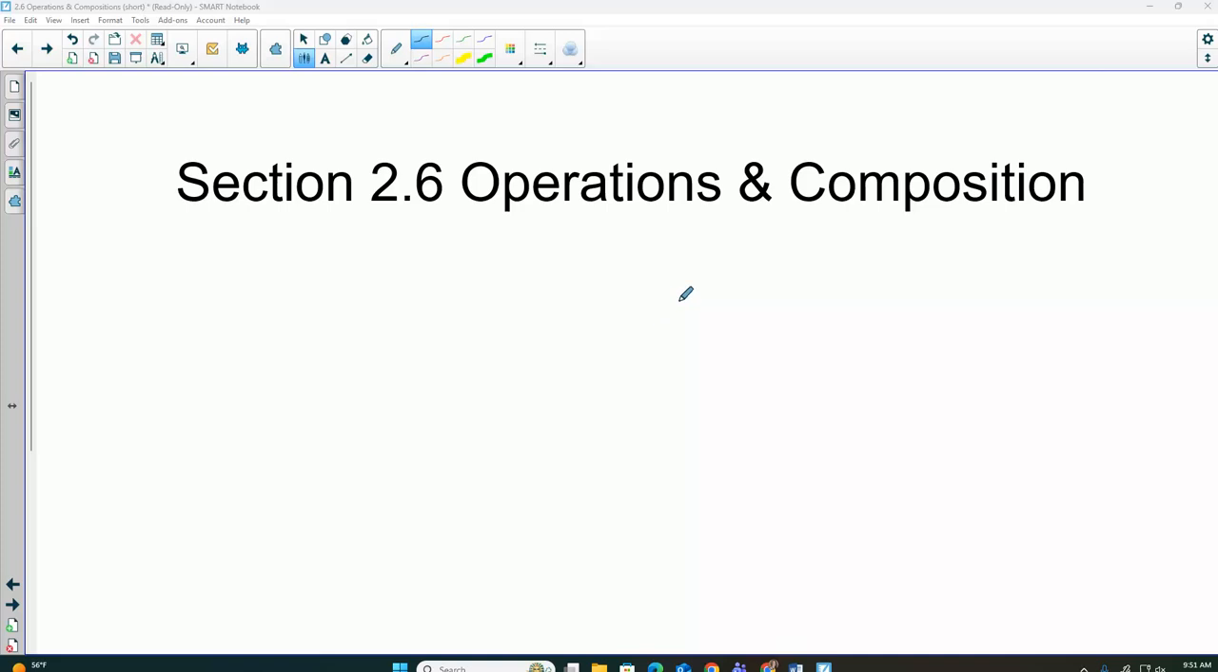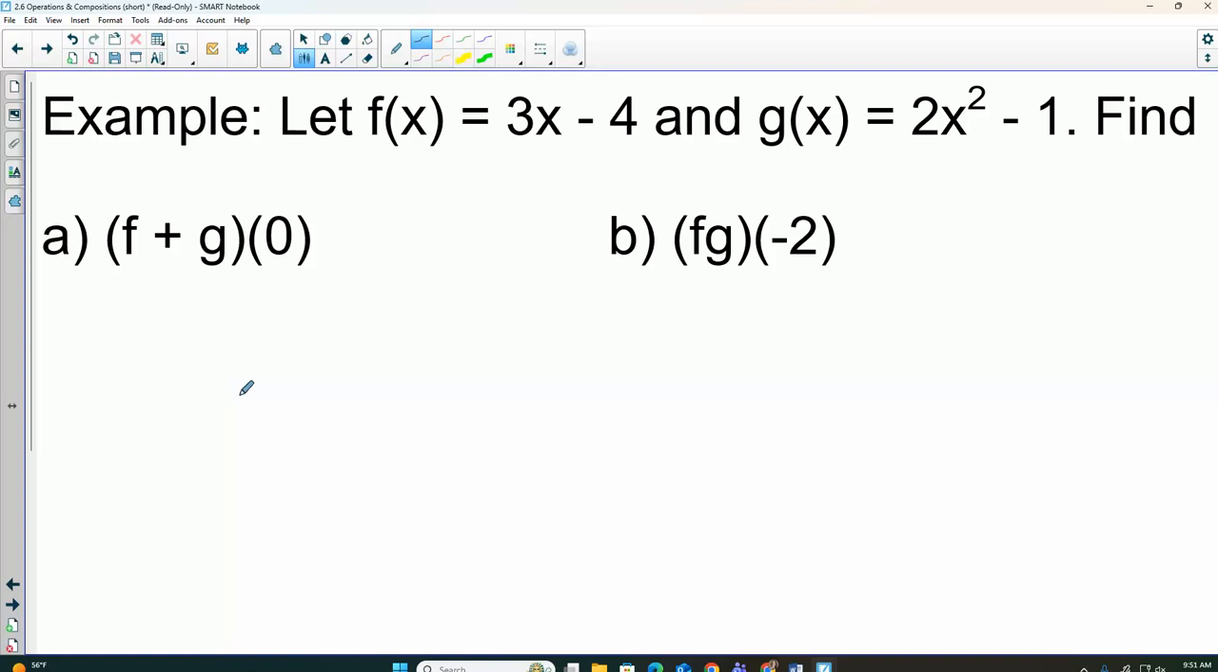Operations, what those mean and how to evaluate them. So first example, if I told you f of x is 3x minus 4 and g of x is 2x squared minus 1, what do you think f plus g of 0 would mean? You add the two together. Add the two together, and what's my x value? 0. So it's really just saying you plug a 0 into each of them and add it together.